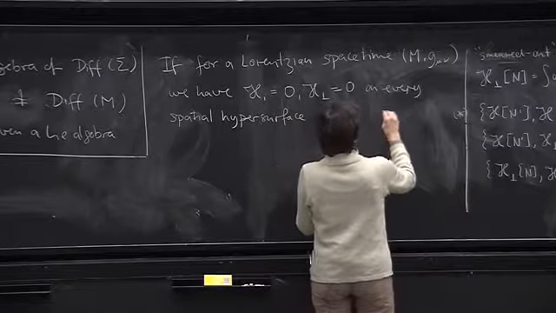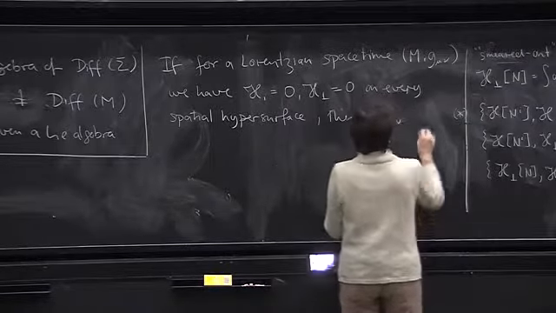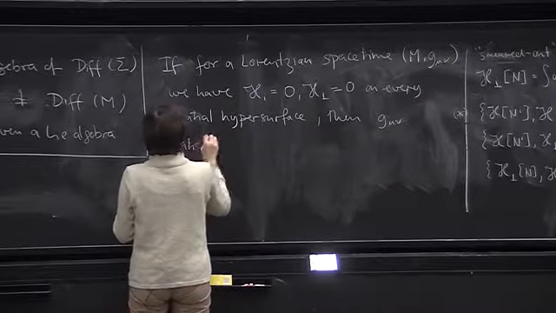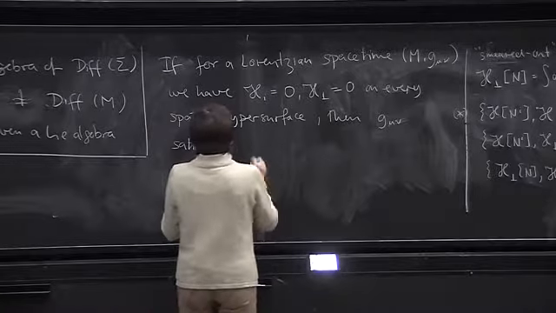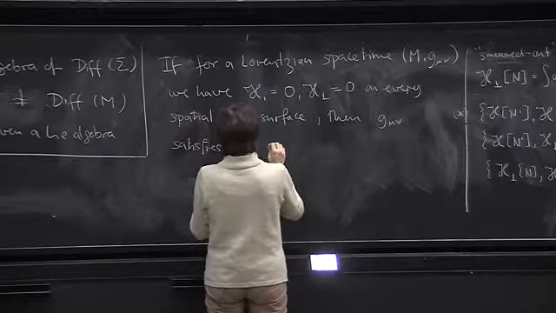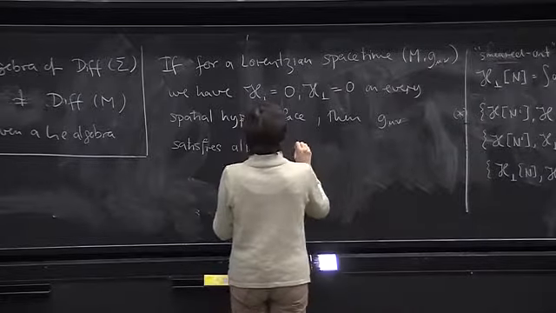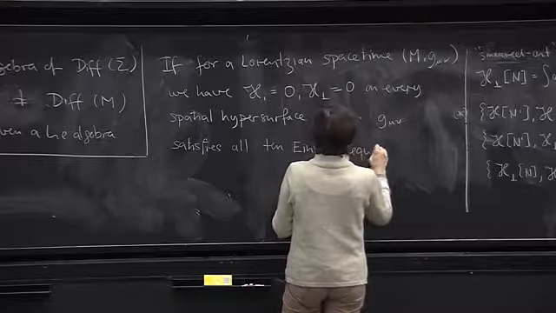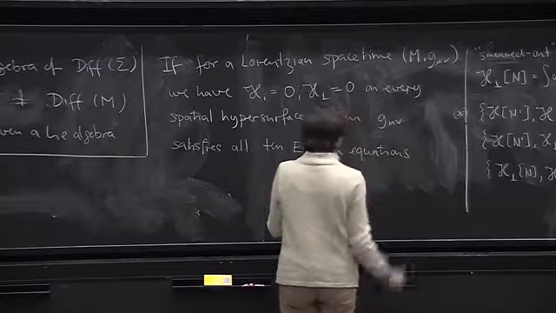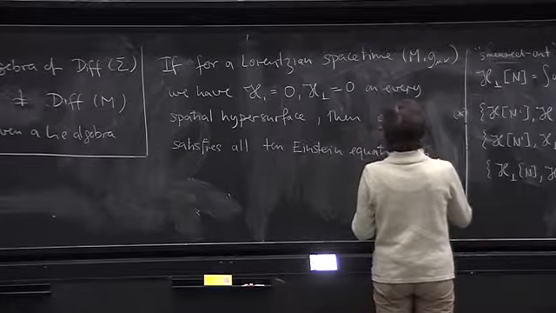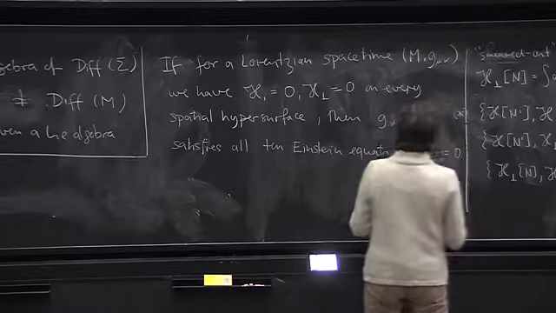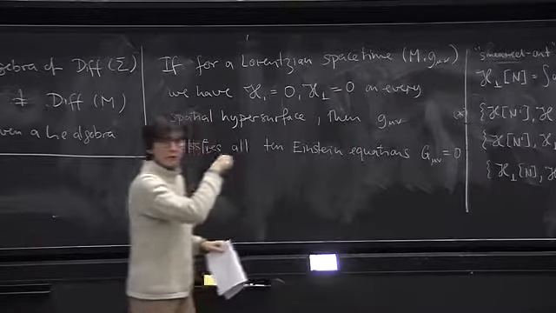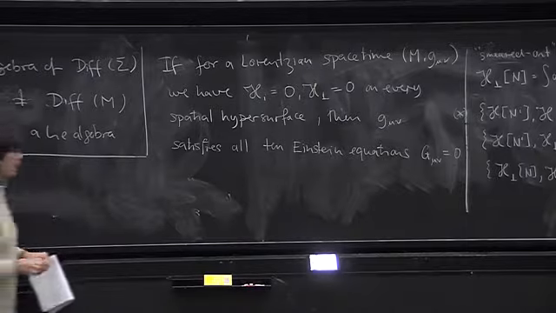then this metric g_mu nu satisfies all 10 Einstein equations, G_mu nu equal to 0. I hope this is a known notation. That's the Einstein tensor consisting of R_mu nu minus 1/2 g_mu nu R.